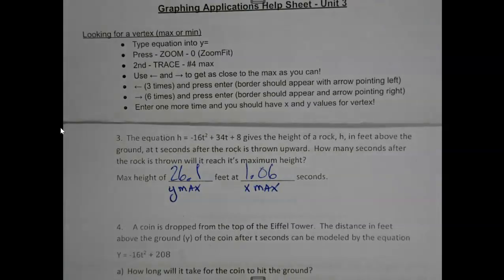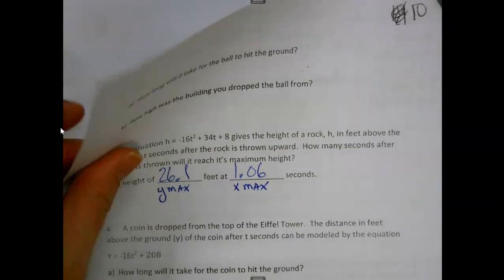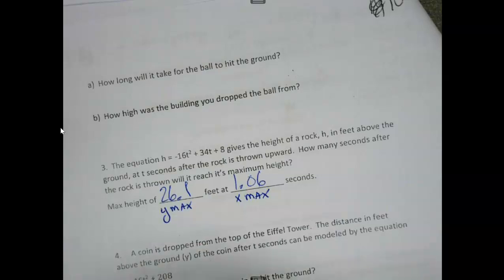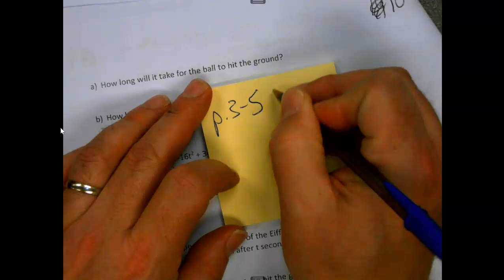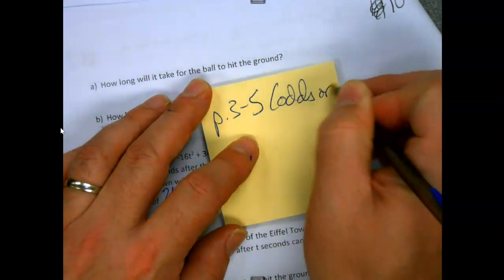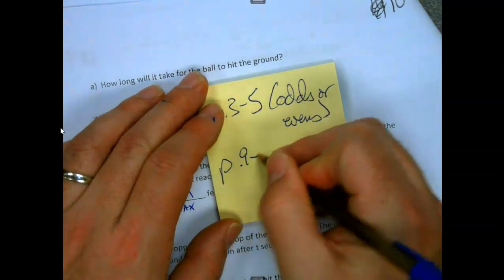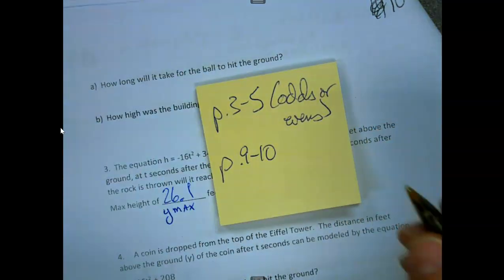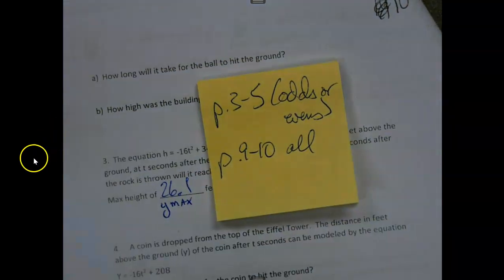When we hit the preview tomorrow, there's a couple other things I'll talk about. But what I want you to do is keep working on this page 9 and 10, and then working at least on odds or evens, I would say. So let's say this. Let's say pages 3 through 5, odds or evens, really doesn't matter. And page 9 and 10, the rest of them, there's only 3 left.